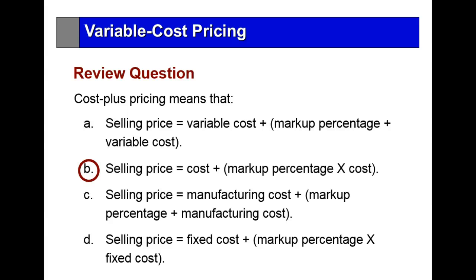B. Manufacturing costs don't include fixed and variable selling and admin, do they? Manufacturing costs just include the direct materials, labor, and manufacturing overhead. But we're dealing with all costs here.